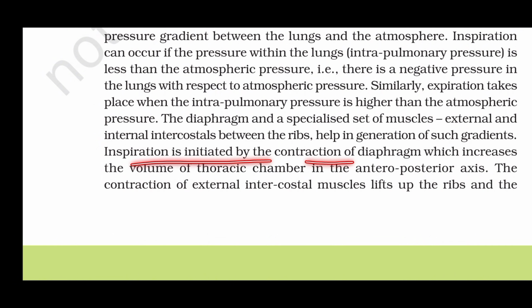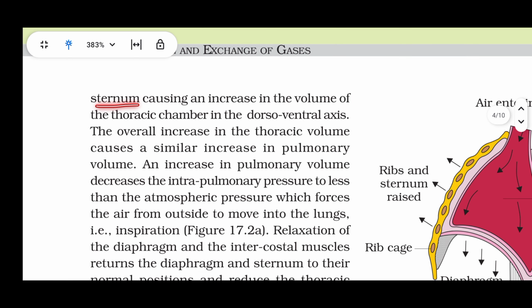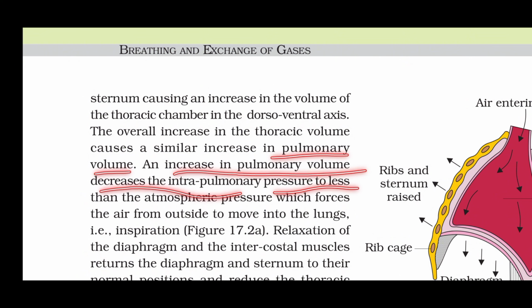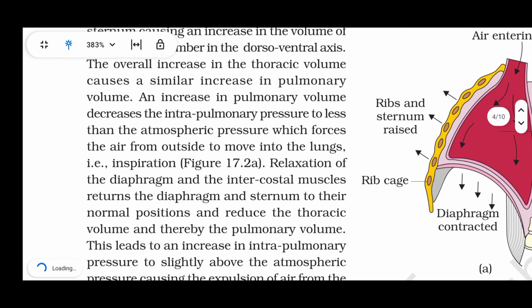gradients. Inspiration is initiated by the contraction of the diaphragm, which increases the volume of the thoracic chamber in the anterior-posterior axis. The contraction of external intercostal muscles lifts up the ribs and the sternum, causing an increase in the volume of the thoracic chamber in the dorsoventral axis. The overall increase in the thoracic volume causes a similar increase in pulmonary volume. An increase in pulmonary volume decreases the intrapulmonary pressure to less than the atmospheric pressure, which forces the air from outside to move into the lungs. That's inspiration.